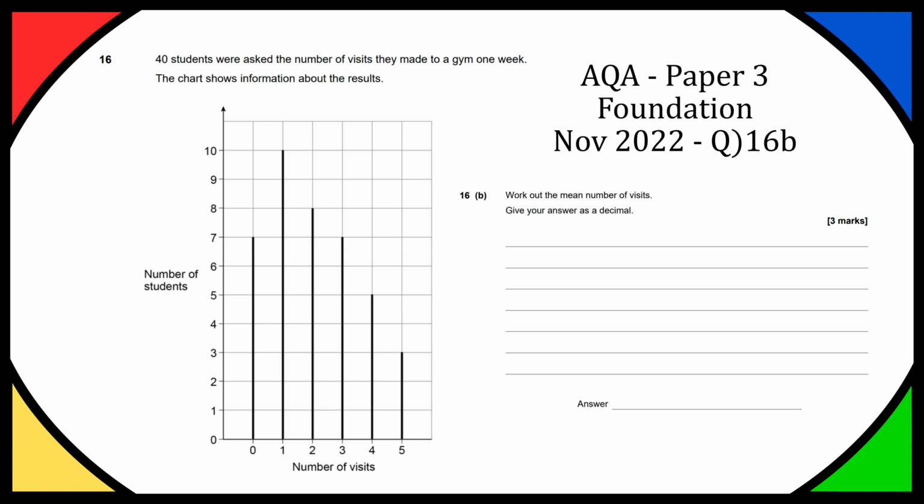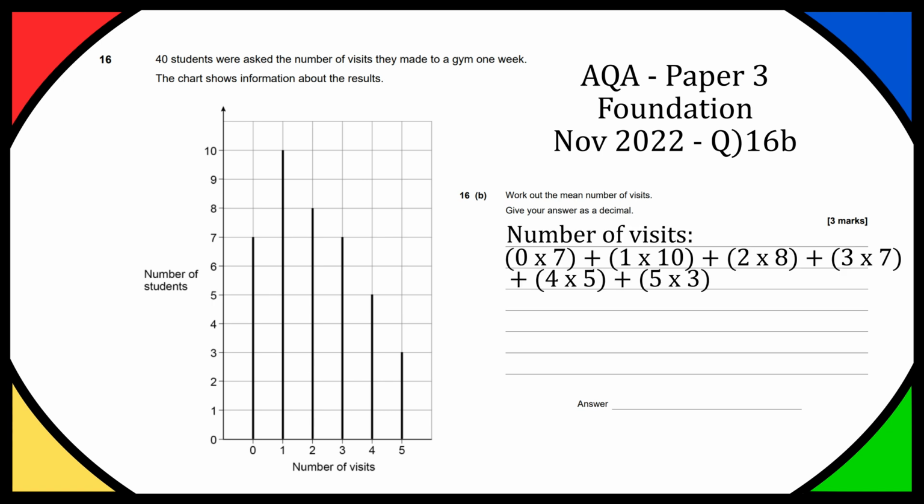So if we want to work out the total number of visits, we're going to take the number of visits in the chart and times that by the number of students. So for example, 7 students went 0 times, 10 students went once, 2 students went 8 times, 8 students went 2 times, and so on and so forth until you get this here. So it's 0 times 7 plus 1 times 10, etc, etc, and this is going to be equal to 82. So this is the total number of visits among all the students for that week.